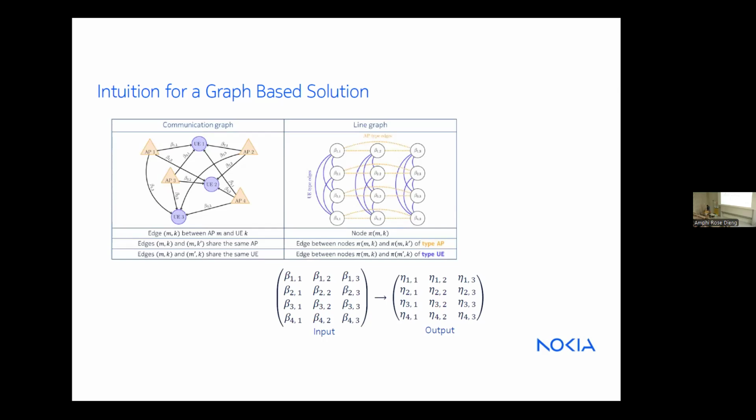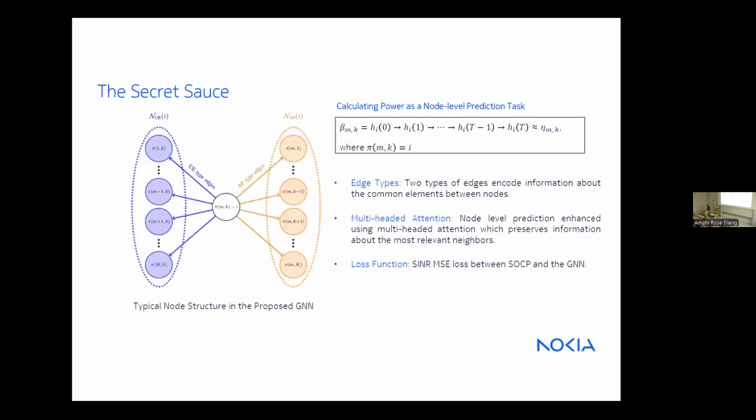So given the input of this beta, which is the large scale fading coefficient, you want to approach eta, which is the optimal power. And the idea here is to basically use transformers to figure out what neighbors are relevant for you instead of you doing it by hand. And then basically training the graph neural network with a fair amount of examples of the optimal power control. We use as the loss function the MSE loss of the SINR, which is predicted by the GNN, versus the optimal SINR you get by doing a second order cone program.